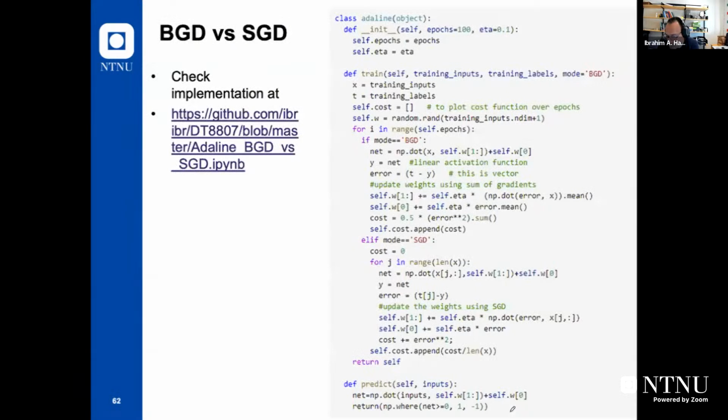First, I want to show you batch gradient against stochastic gradient. You can go to the link. The initialization part is okay, and this part is for predict. There is no problem at all. But the training part is the tricky part. If it is batch gradient, we need to calculate the average gradient and use it for adjusting the weights one time each epoch.